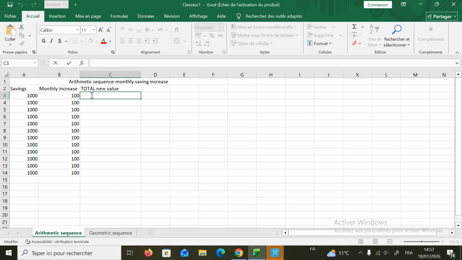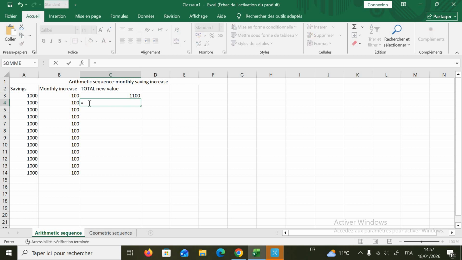What we're going to do is as simple as this. We select the savings plus the monthly increase, then we press enter. We have a constant amount of 1,000 over 12 months, so we have saved this amount for a 12-month period.